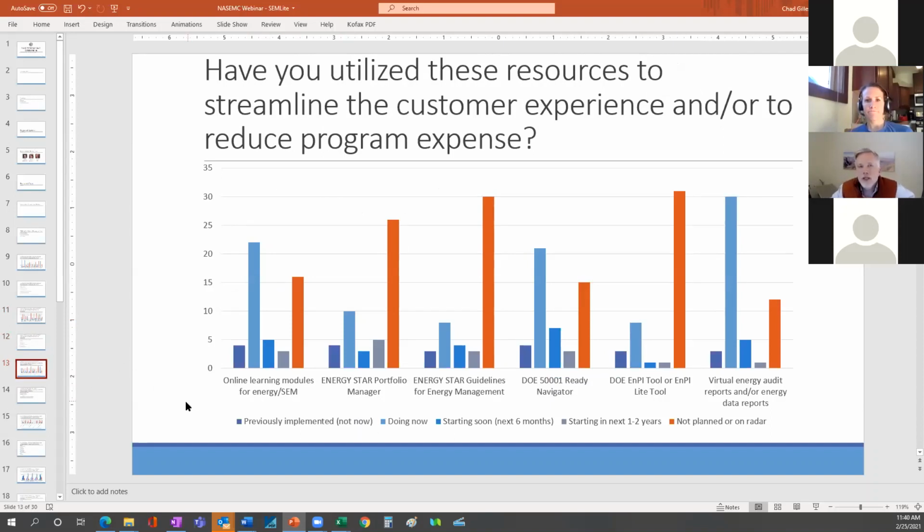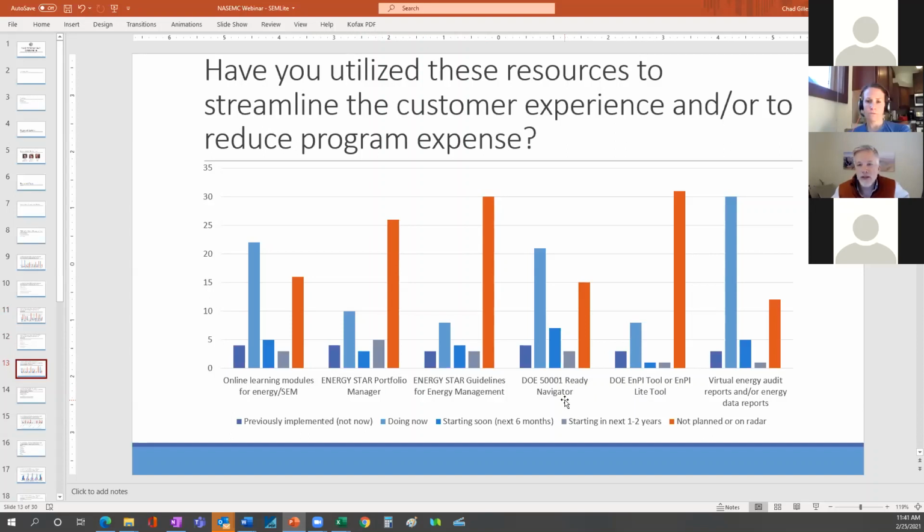Have you utilized these resources to streamline the customer experience and or to reduce the program expense? We just wanted to call out things that are available and maybe let you know about some things if you haven't used these. So some online learning modules. I know at least NEEA has some available on SEM Hub that at least some programs have utilized as a part of their design to make things easier or less time intensive for participants. Energy Star, of course, has a couple of resources, most famously probably Portfolio Manager for the commercial sector, but also their guidelines for energy management, which is a nice little brief compendium of things you should do. If you can direct participants to that as a resource, that can be quite valuable.